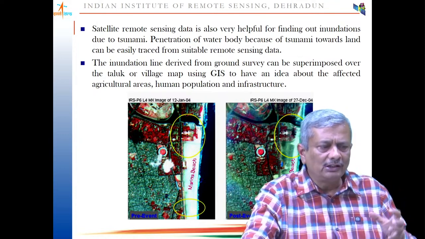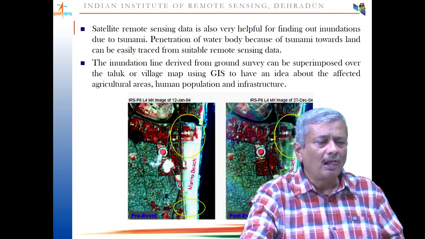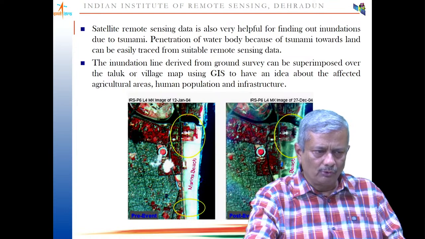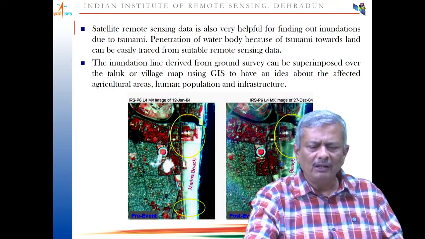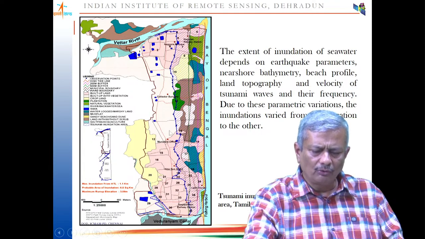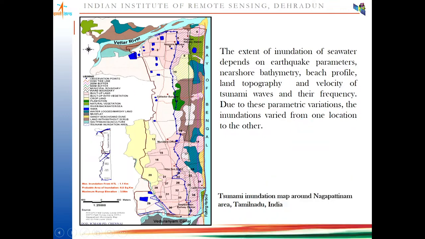So if I know this much population, then the decision makers can decide how much relief operation is required, how much relief material has to be delivered through helicopter and other means. So these are very important during disaster time. This type of map was generated during those days. This is the tsunami inundation map around the Nagapattinam area in Tamil Nadu. This map they supplied immediately. This is by ICMAM PD, at that time the Department of Ocean Development.